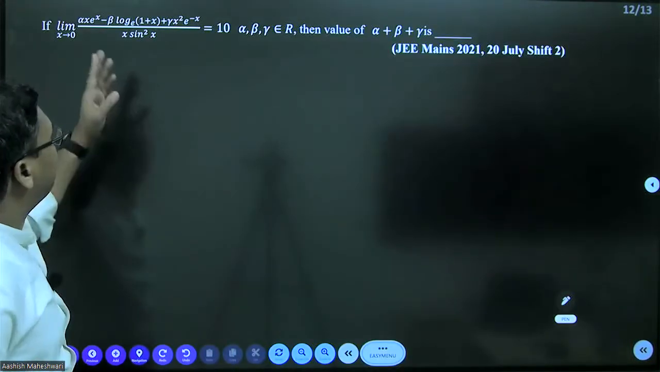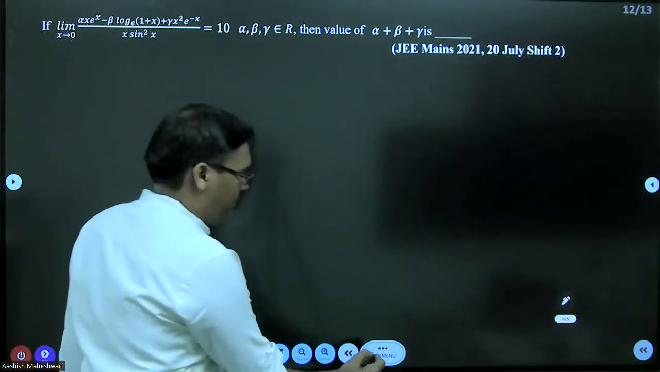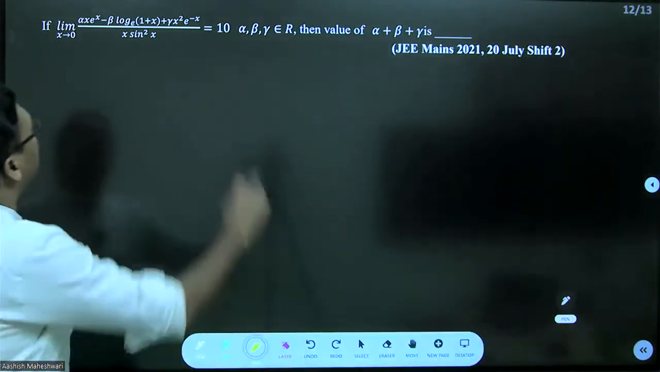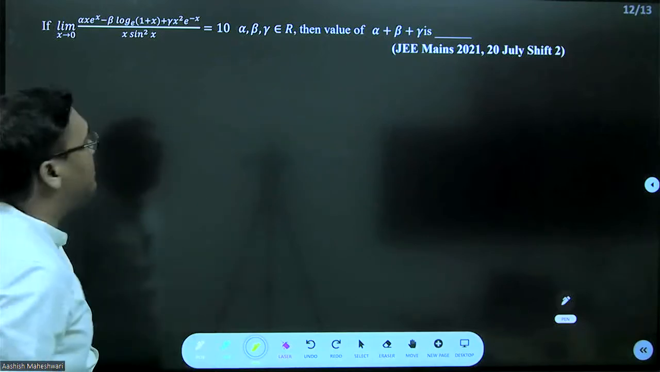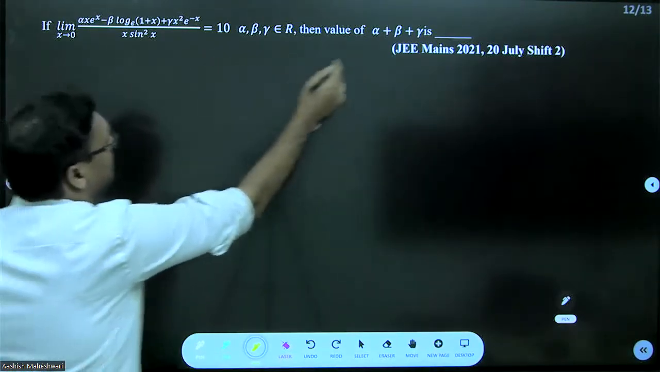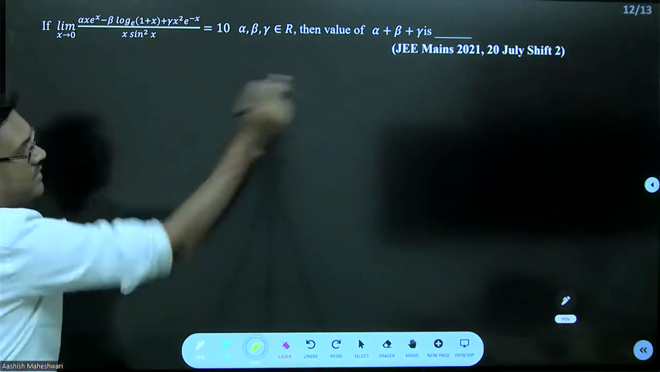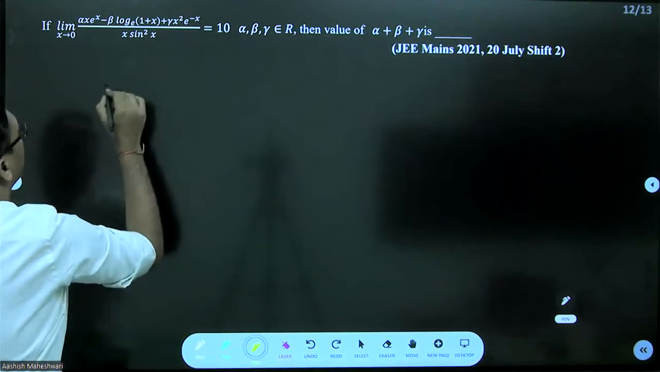Now this is similar to what we have done. We have to find alpha, beta, gamma here. The condition is we have this series, right? This limit is equal to 10, then we have to find alpha plus beta plus gamma. Again, a JEE Mains 21 question.